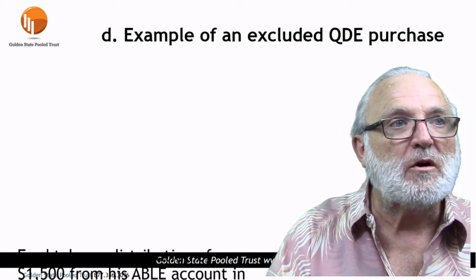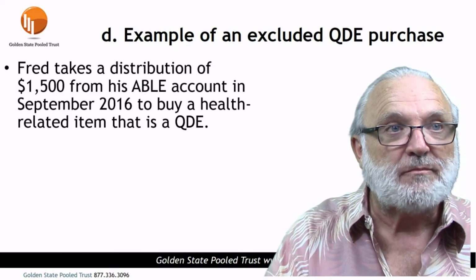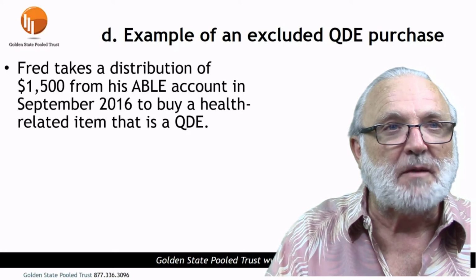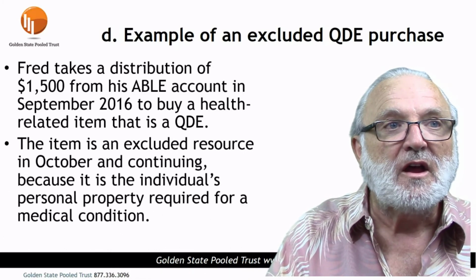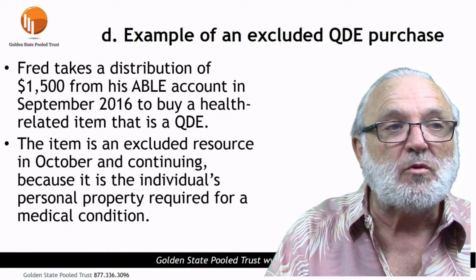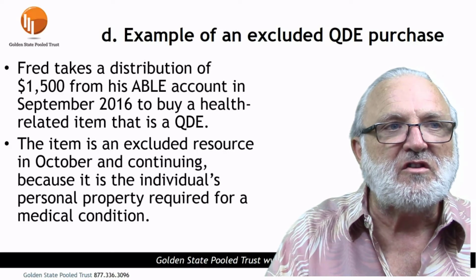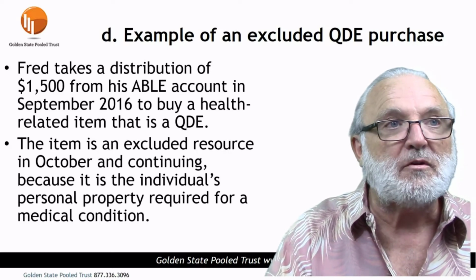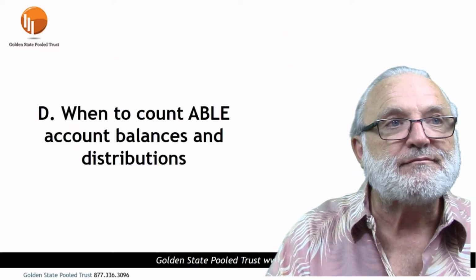Seems pretty straightforward. Fred takes a distribution of $15,000 from his ABLE account in September 2016 to buy a health-related item that is a QDE. The item is an excluded resource in October and continuing because it is the individual's personal property required for a medical condition. So here's an example where the funds were used to buy something that was exempt.